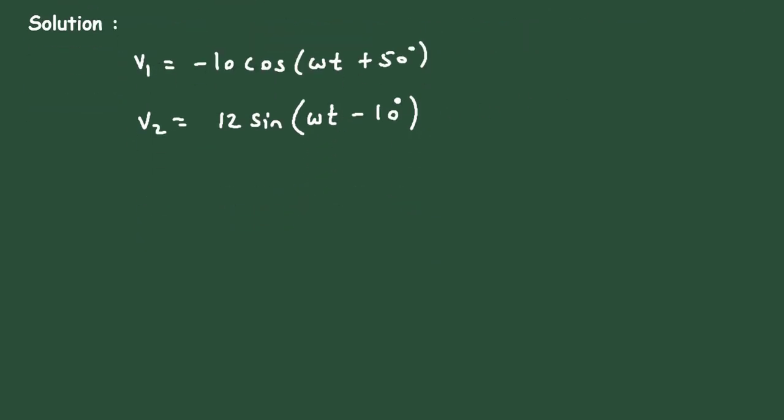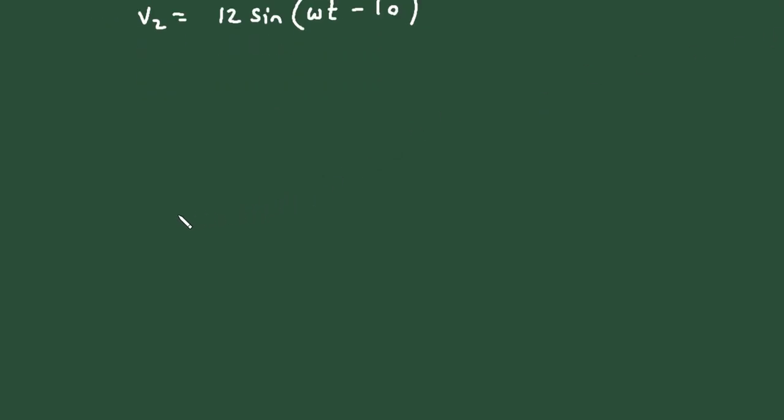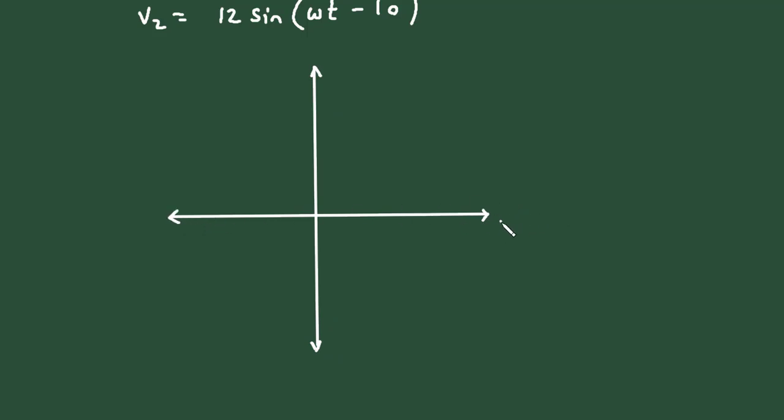Now, first of all, we need to convert this minus cos into plus cos, and here also for this V2, we have to convert this sine into cosine. So, we know that from this graph, on this horizontal axis, this x axis, this is plus cos omega t, and this vertical axis here, this is plus sin omega t, and here this angle is 90 degree.